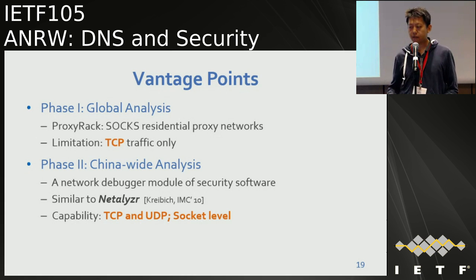This is the first one we use, but the limitation is that it only supports TCP, and we know DNS is mainly based on UDP. So to measure UDP DNS requests, we worked with a company in China with whom we have a good relationship, and it allowed us to put our code in its network debugger modules. We implemented our measurement logic and let it run on the client devices. By doing that, we're able to measure both TCP and UDP.